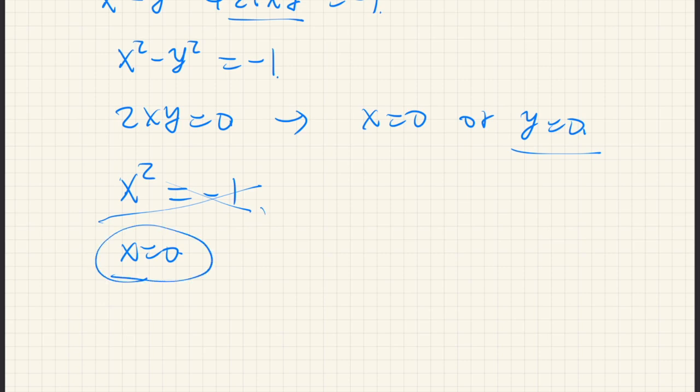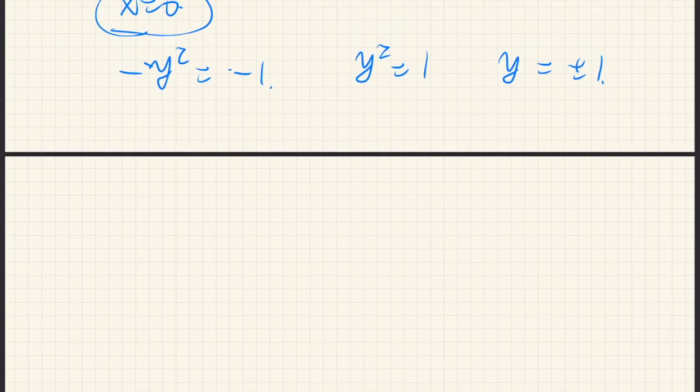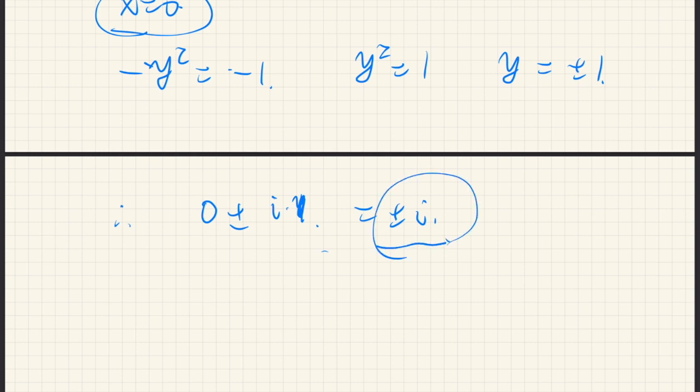Okay? So we have negative y squared is equal to negative 1. So y squared is 1 and y is plus minus 1. So therefore, the square root is 0 plus i times plus minus 1. Okay, that is plus minus i. So that's the same answer as we expected. And next, let's find the square root of i.